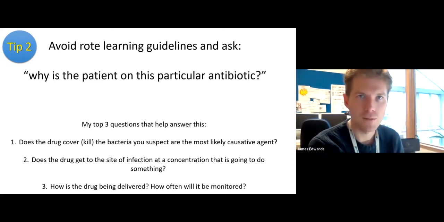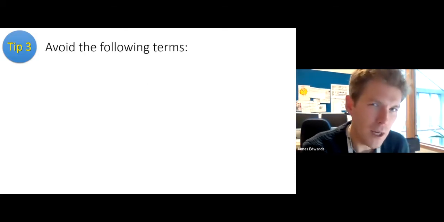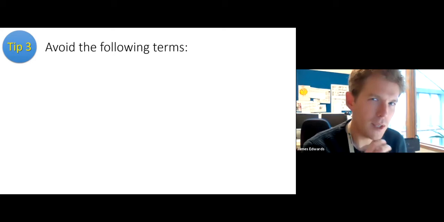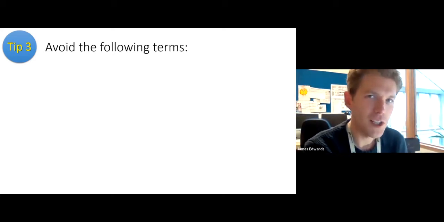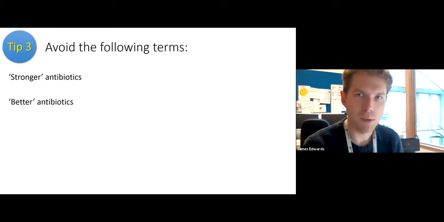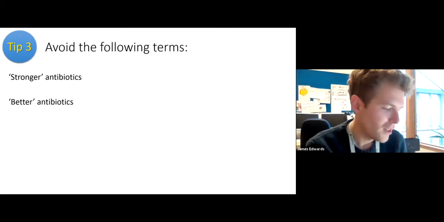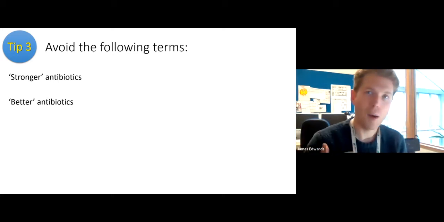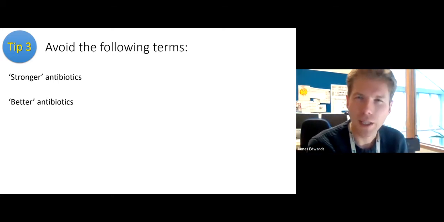Tip number 3, try to avoid the following terms. These are words which you'll hear a lot, and infectious disease doctors really dislike them. They'll dislike the term stronger antibiotics or better antibiotics. Of course, you can tweak the dosage. Dosage can go up as well as down, but there's really no such thing as a strong antibiotic. Each antibiotic is context and case dependent.